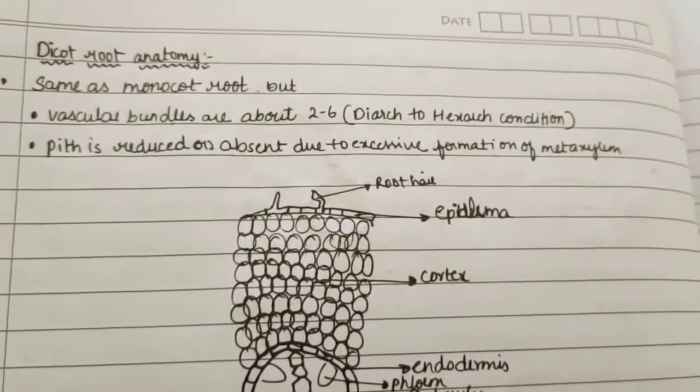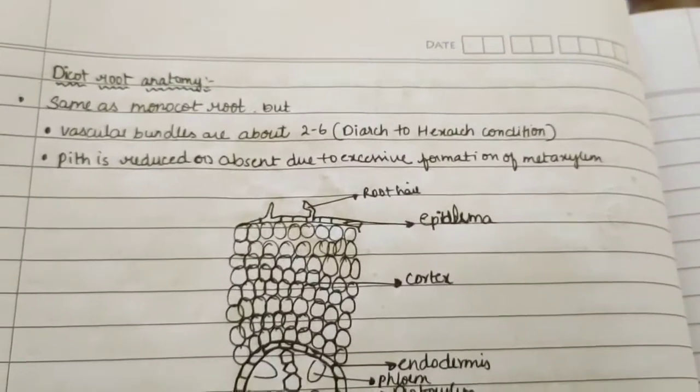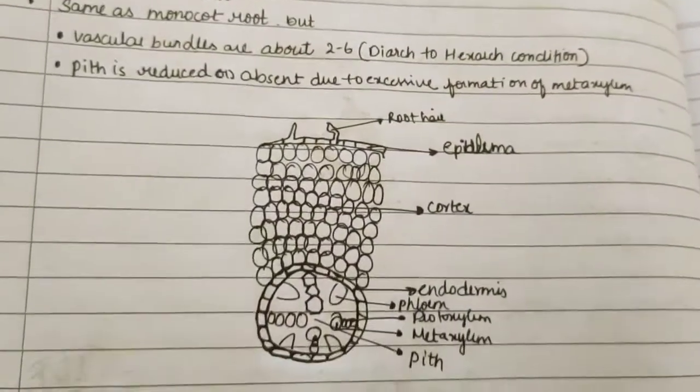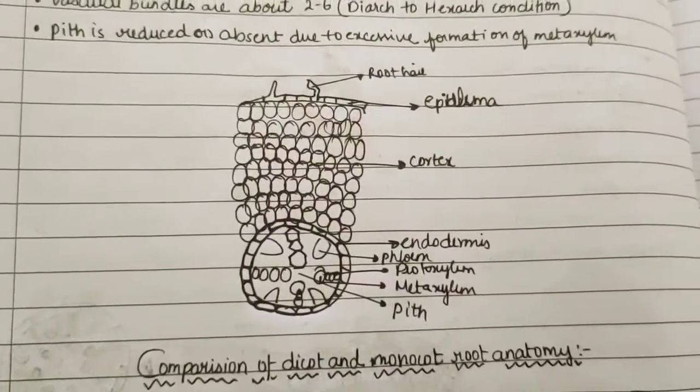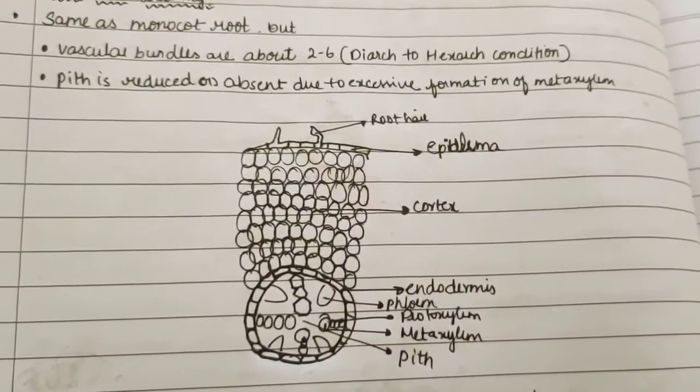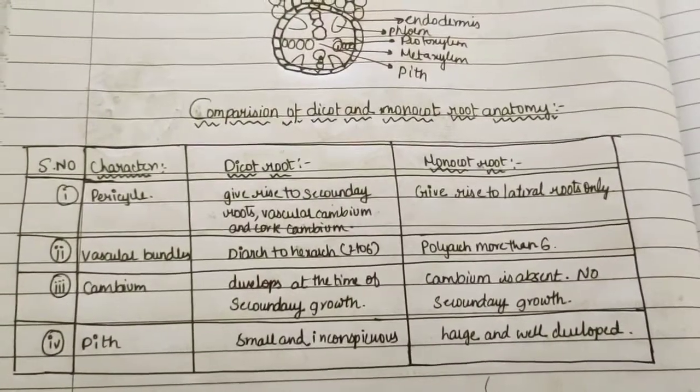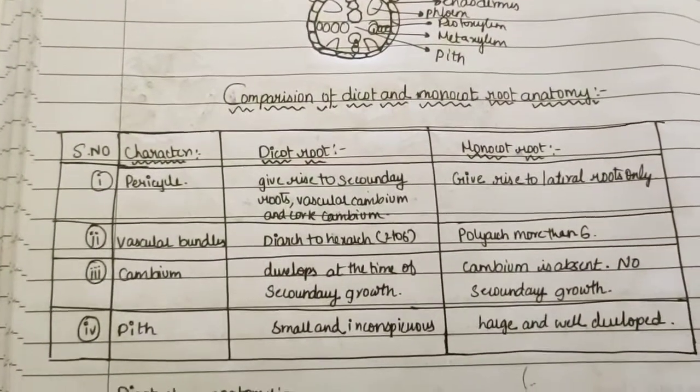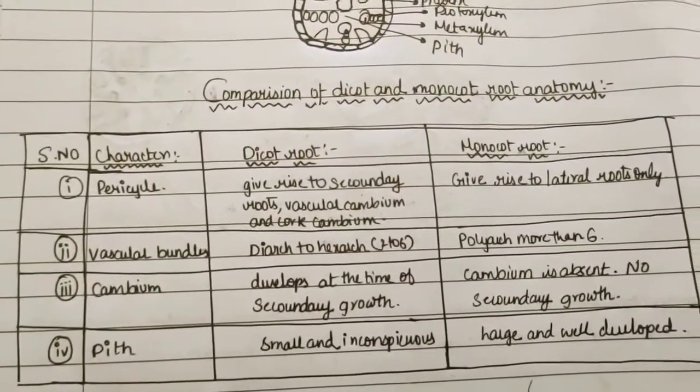Dicot root anatomy. Same as monocot root, but the vascular bundles are about 2 to 6, that is, diarch to hexarch condition. The pith is reduced or absent due to excessive formation of metaxylem. Here is the structure of dicot root anatomy.